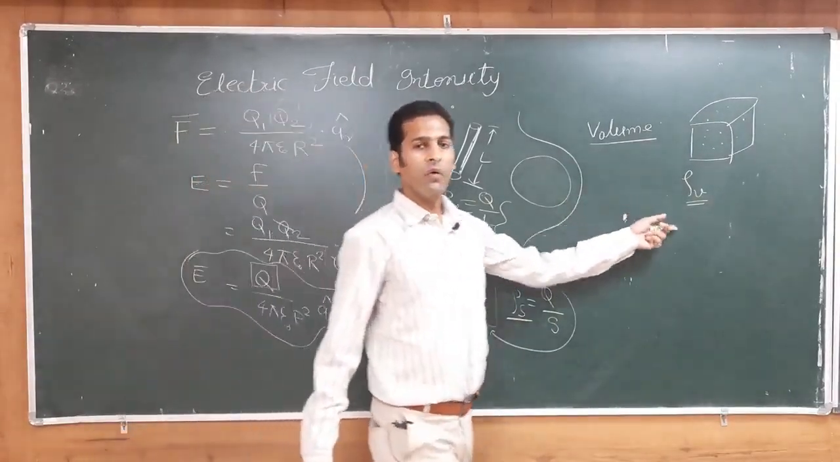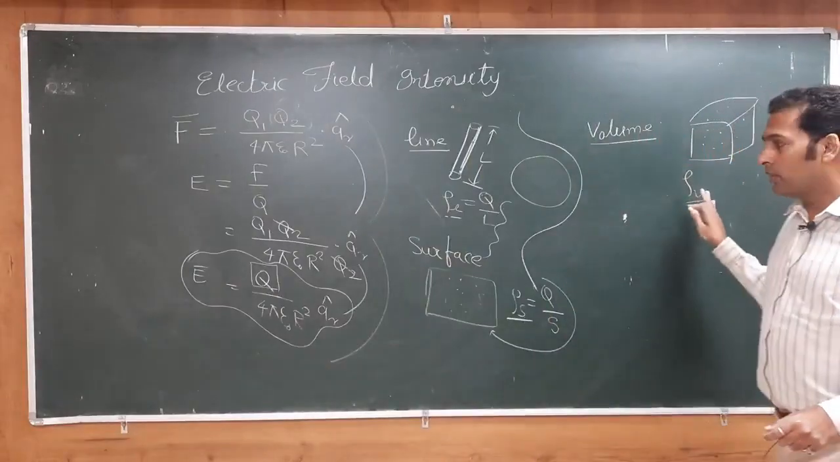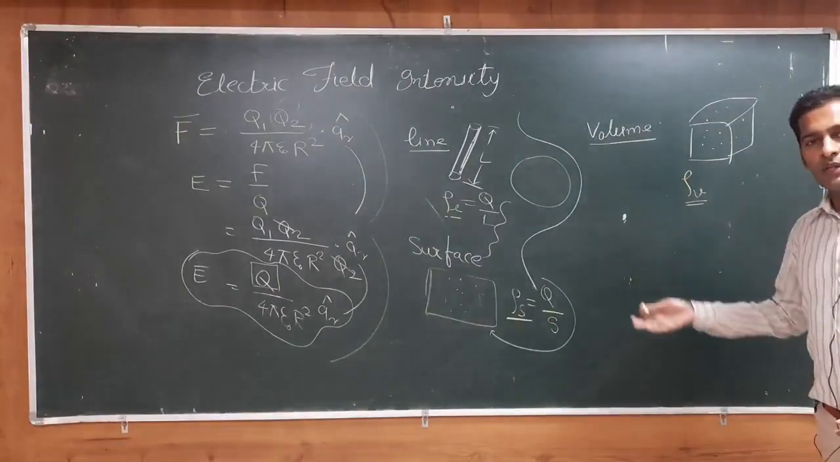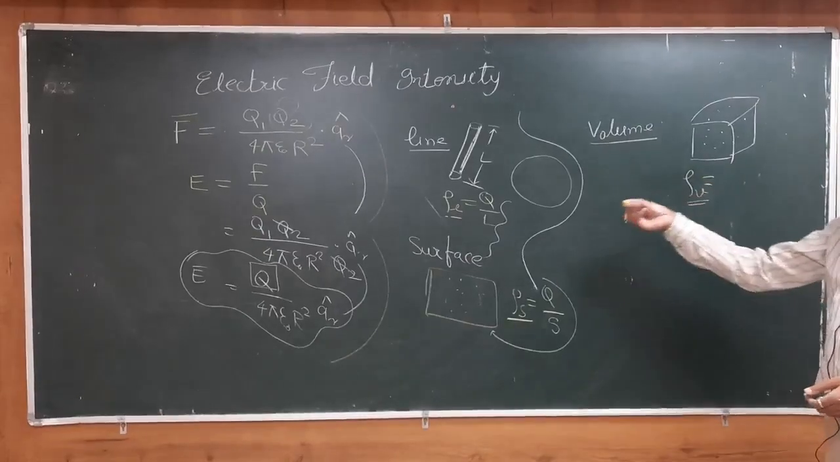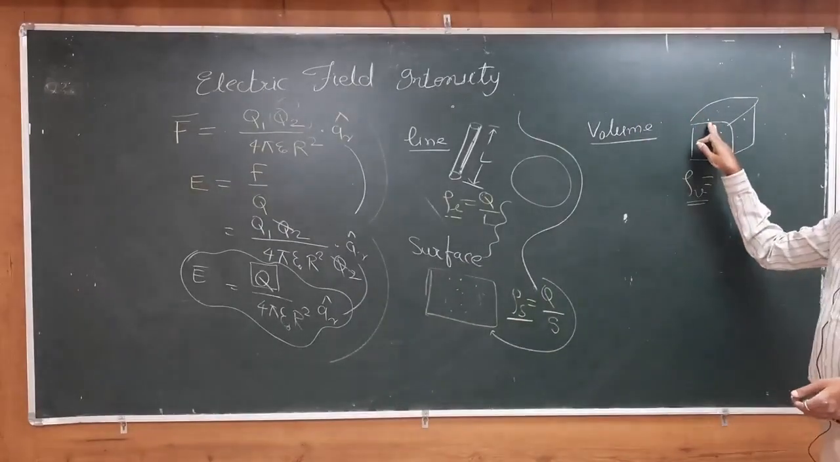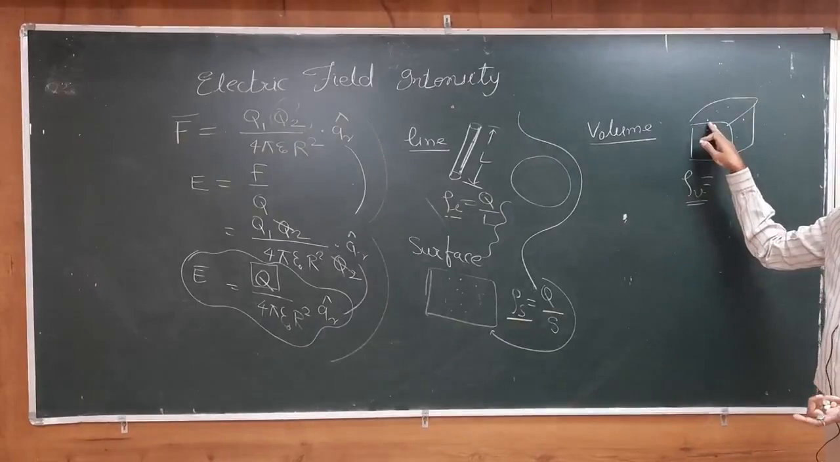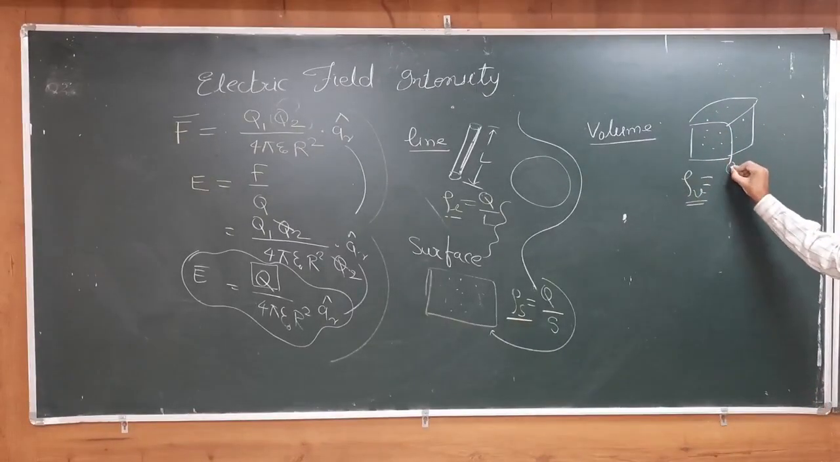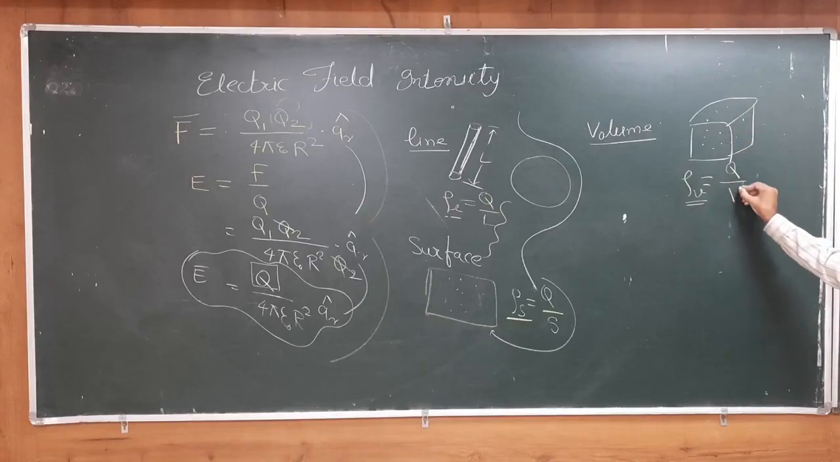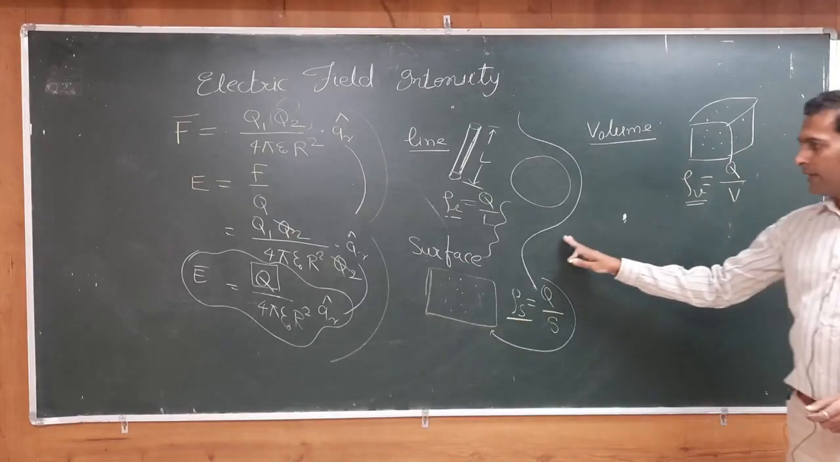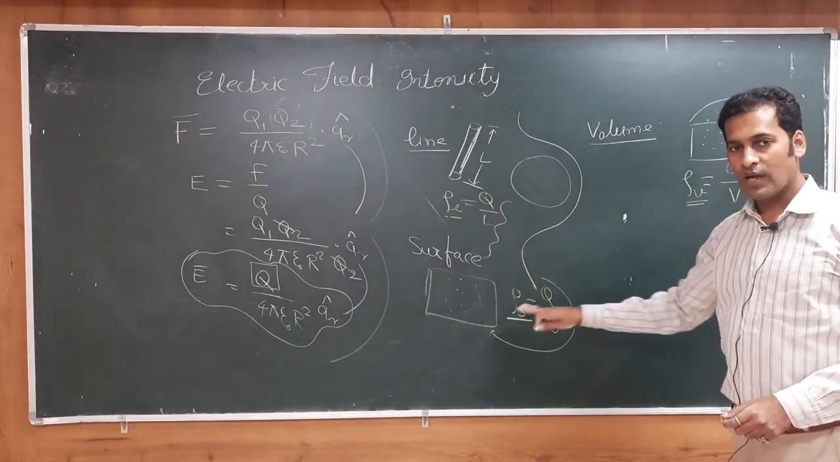Then next, volume. This is volume charge density. So who is creator of this volume charge density? Again same charge, we are talking about charge distribution. So charge is creating charge density. So again it will be equal to Q. Now in this case we have to consider the volume. So it will be Q by V. So now we are clear about the formulas for charge densities.